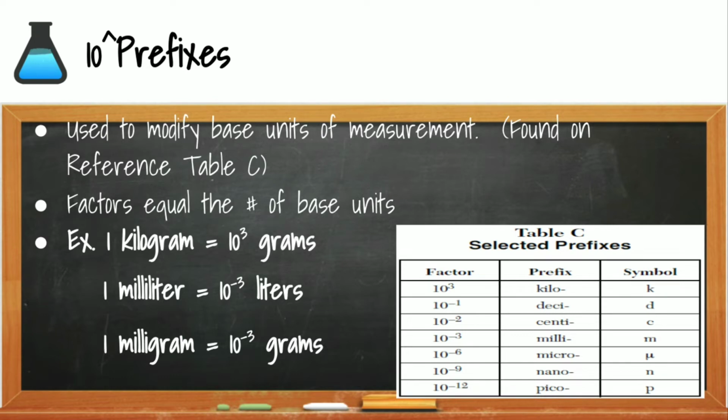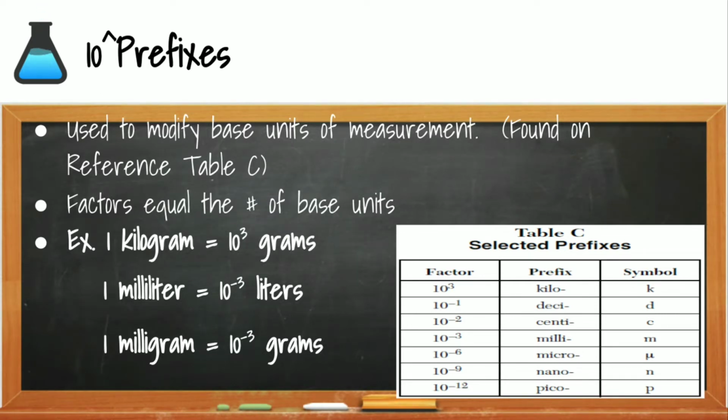Now, in the metric system, in addition to the base unit, we can add a prefix before the base unit to indicate the magnitude of a measurement. Now, these prefixes are found on reference table C. And the factor listed that describes the prefix tells us how many base units are in a measurement.